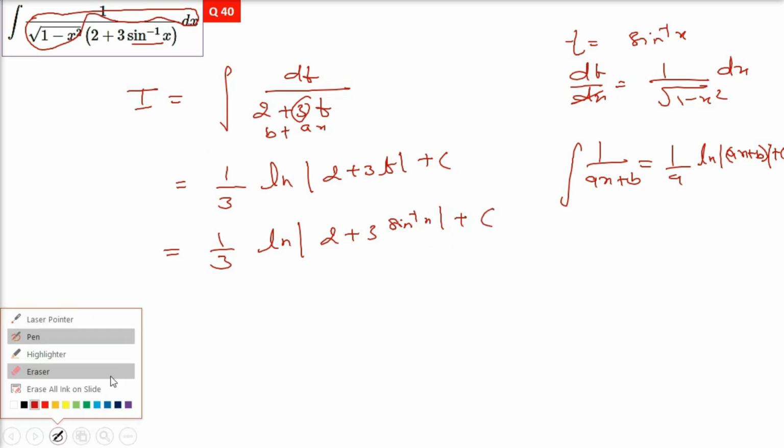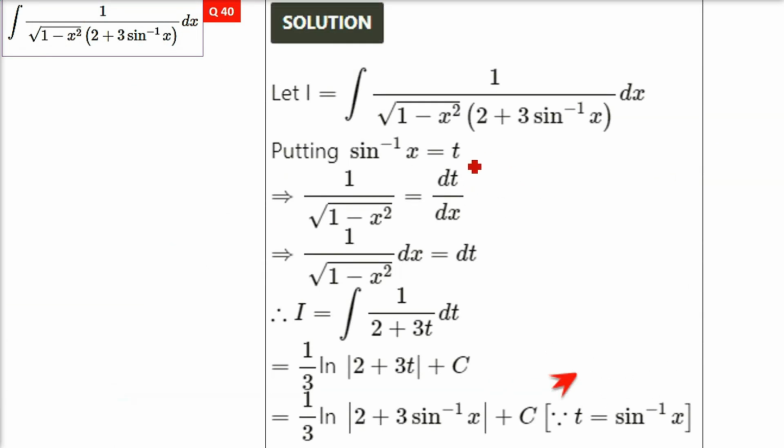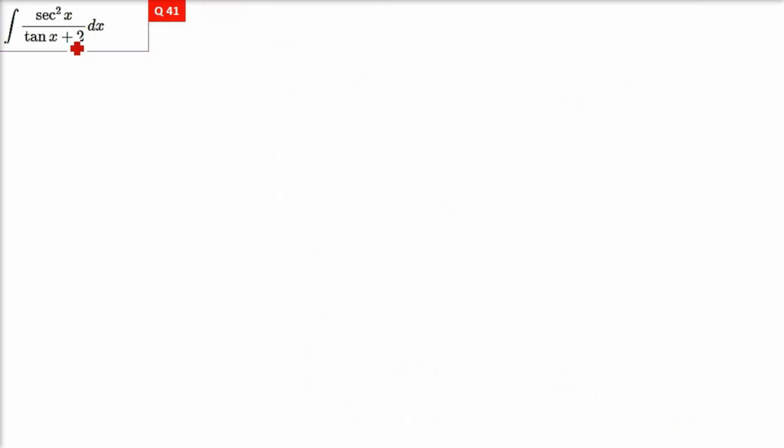So how do we write it? This is the way you are going to write it: let, putting, since, all the symbols, implies is equal to sine inverse x. Please don't forget. So this one is easier than the previous question.